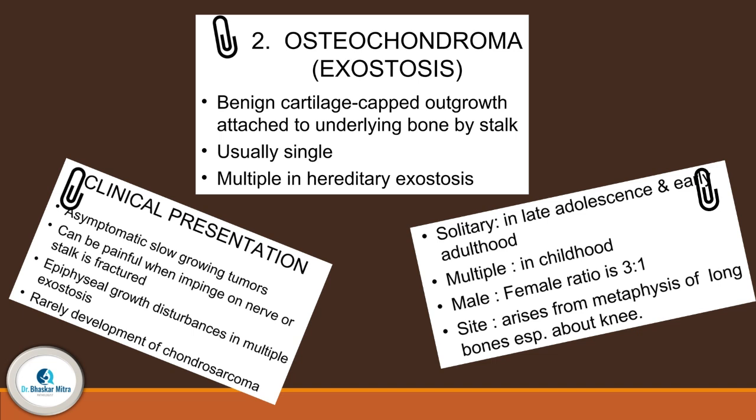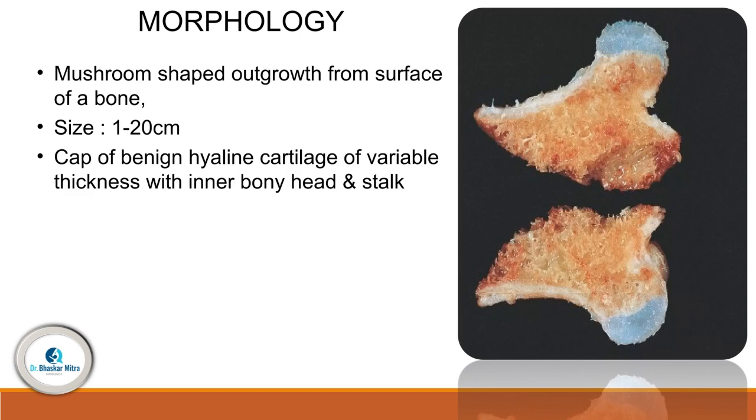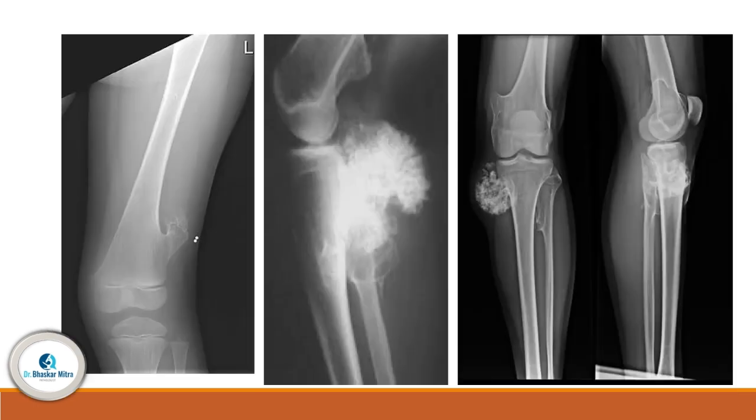It may be solitary or multiple. It's more common in the males. Site is the metaphysis of the long bones, especially around the knee areas. This is the mushroom shaped outgrowth from the surface of the bone. Okay, it outgrows along the misdirected areas with a cartilaginous cap above. Here in the radiology we can see this is the misdirected polypoid-like lesion.